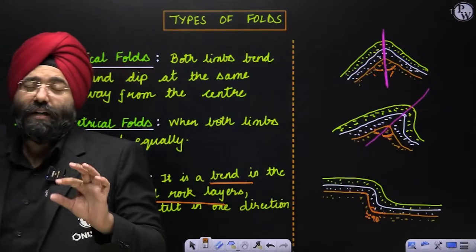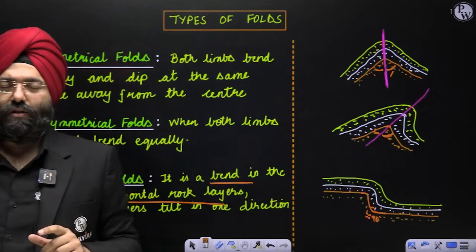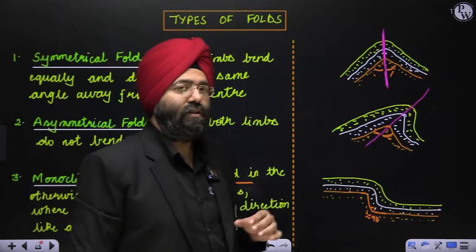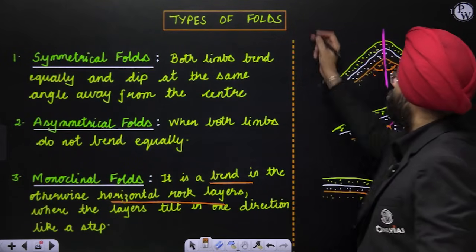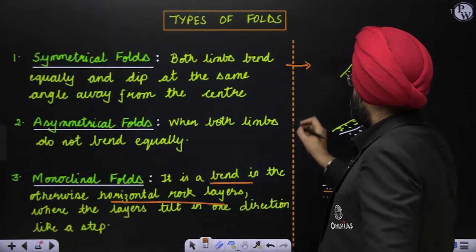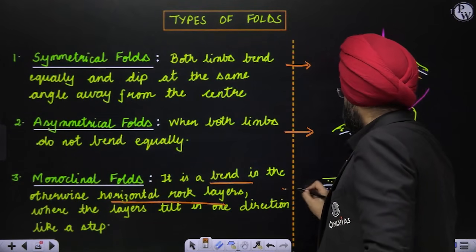Very important. This has been asked multiple times in your PCS examinations, and it becomes important because this is something that many people don't understand. That is why I have drawn the diagrams. So, this is for the symmetric, this is for the asymmetric, this is for the monoclinal diagram.